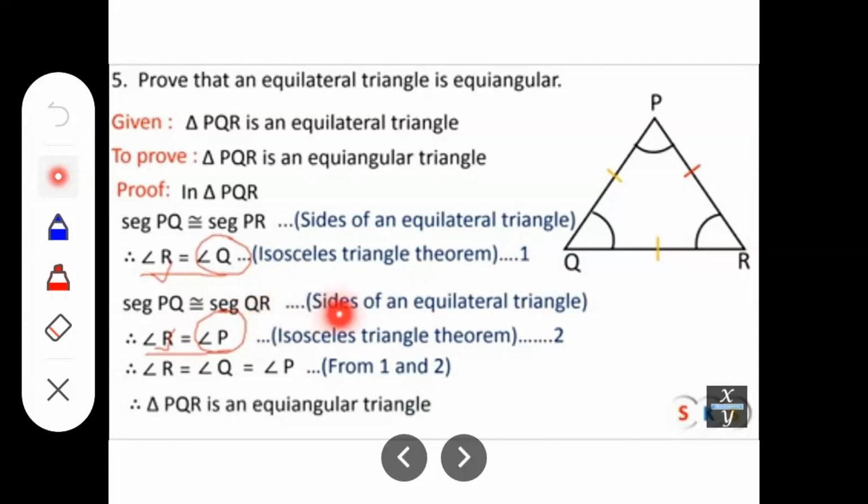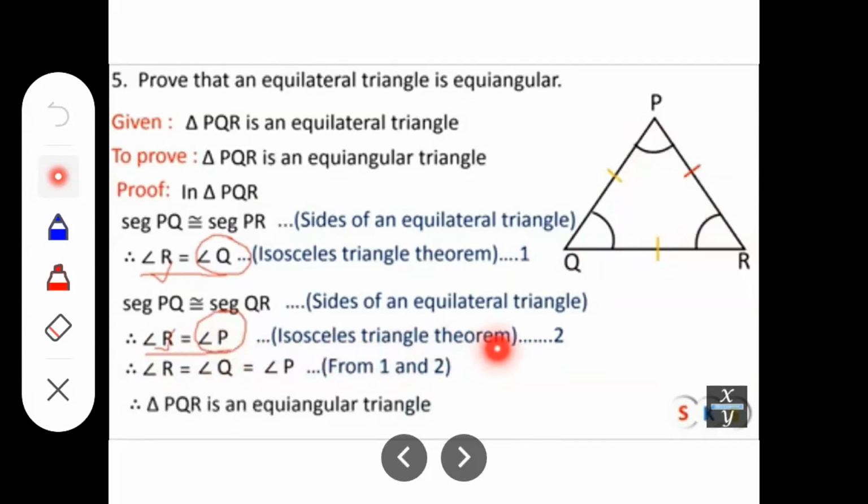Then again same reason you can write here. Now write the angles opposite to congruent sides. Opposite to PQ, which angle is there? See, the segment PQ, and opposite to it is angle R. So put the angle R here, equal to, now segment QR, and the angle opposite to that segment is P. So put angle P here. Reason is isosceles triangle theorem.